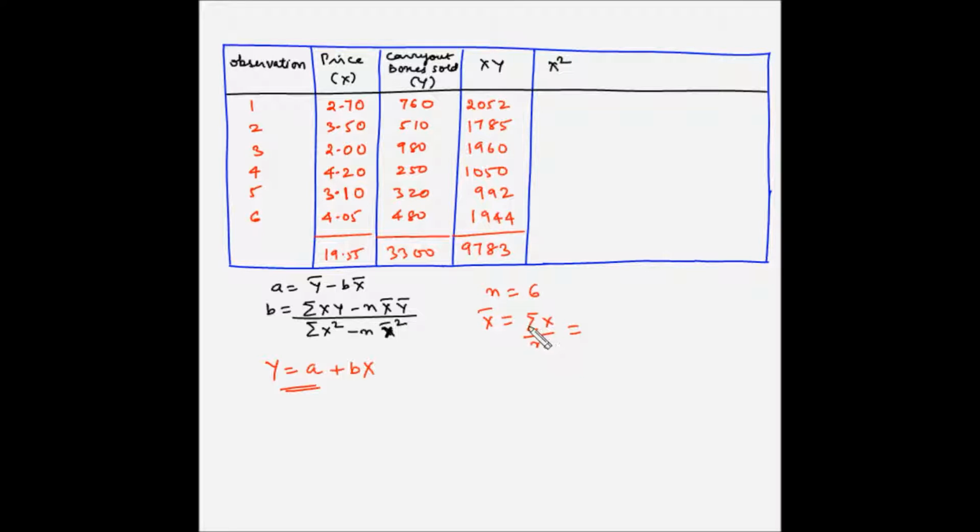So x bar is sigma x by n. Sigma x is 19.55 and this divided by n, which is 6. So this is equal to 3.258. Now y bar is equal to sigma y divided by n, which is equal to 3300 divided by 6, and this is equal to 550.